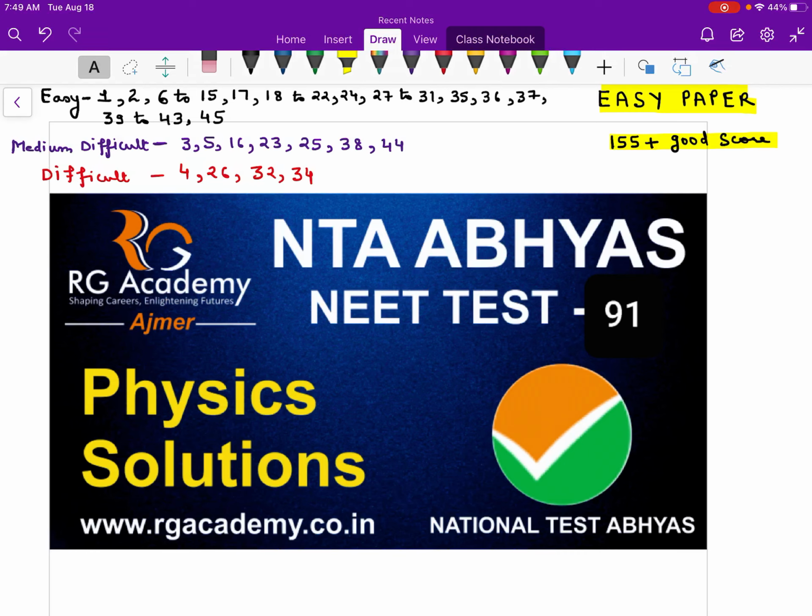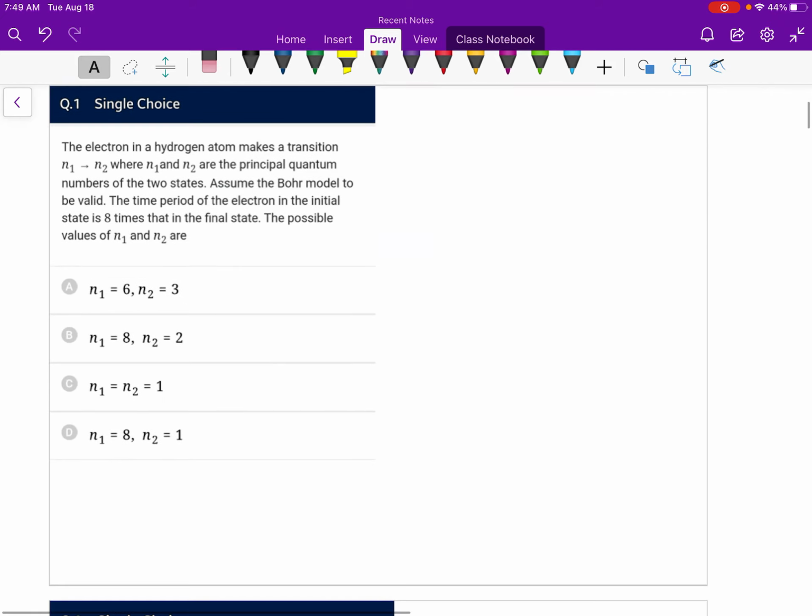Overall the paper is on the very easy side. I would say 155 plus is a good score. Overall, 34 questions are in the easy category, 7 are in the medium difficulty category, and 4 are in the difficult category. So let's start from question number 1.